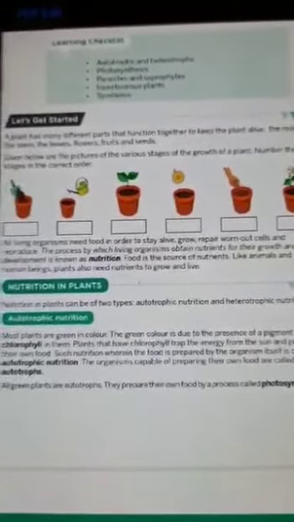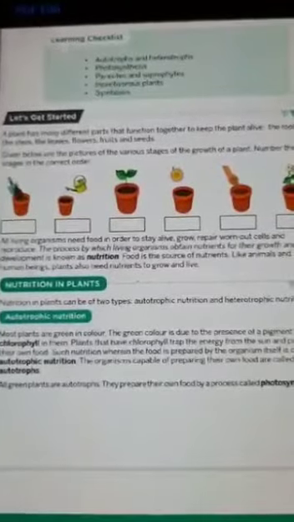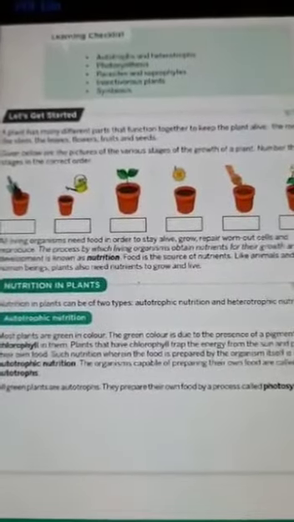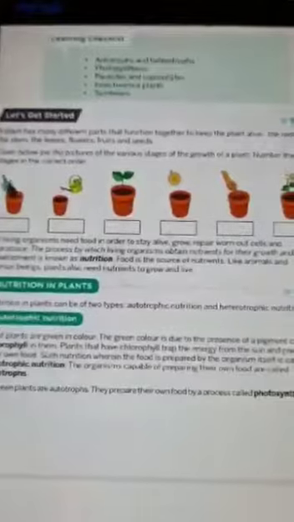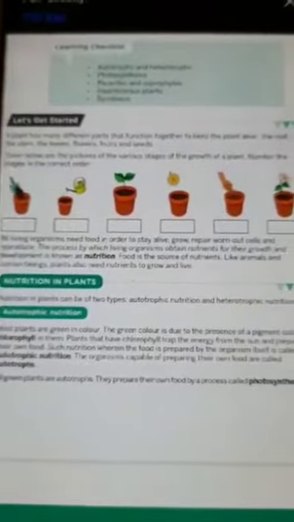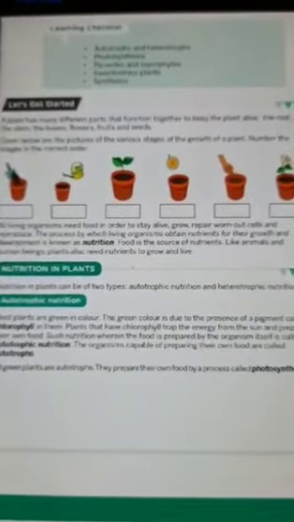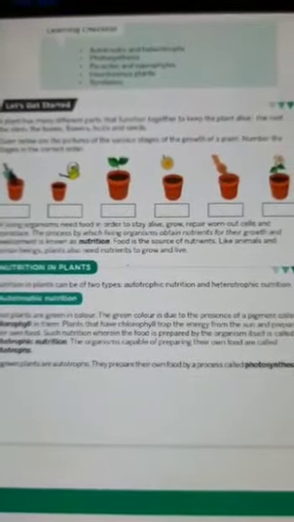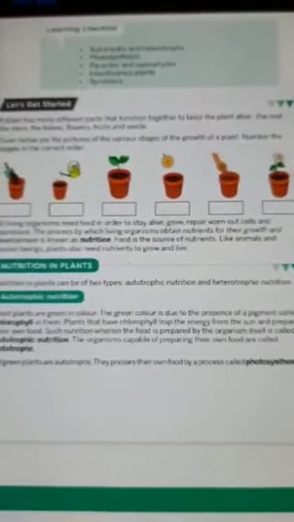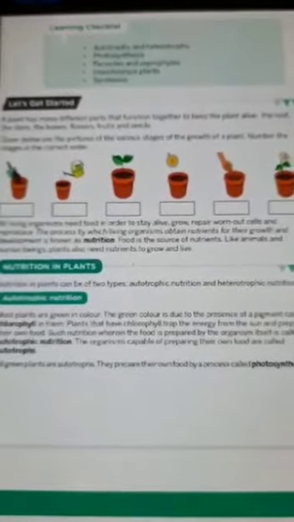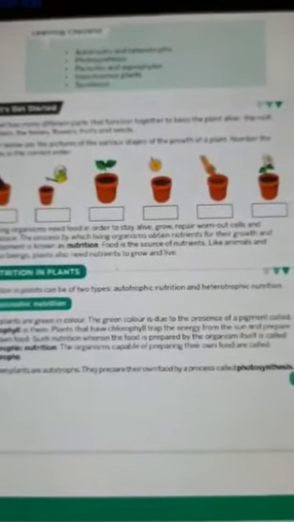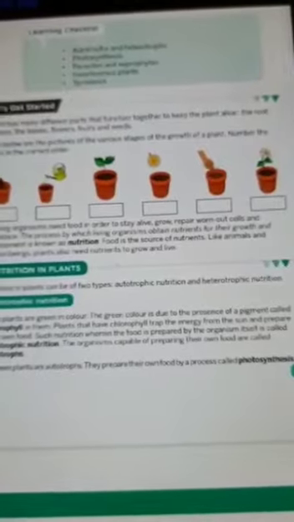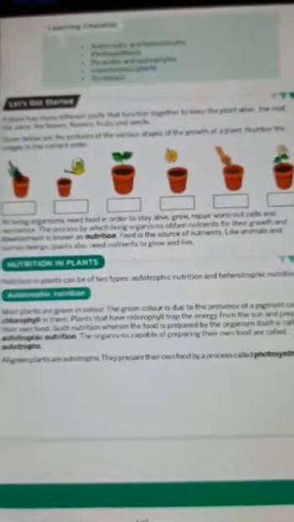Now the question arises, what do you mean by nutrition? So the word nutrition has been derived from the word nutrient. Again, a nutrient is a substance which the organisms obtain from the surroundings to derive energy for their maintenance and growth. Plants, being living organisms, also perform the process of nutrition.